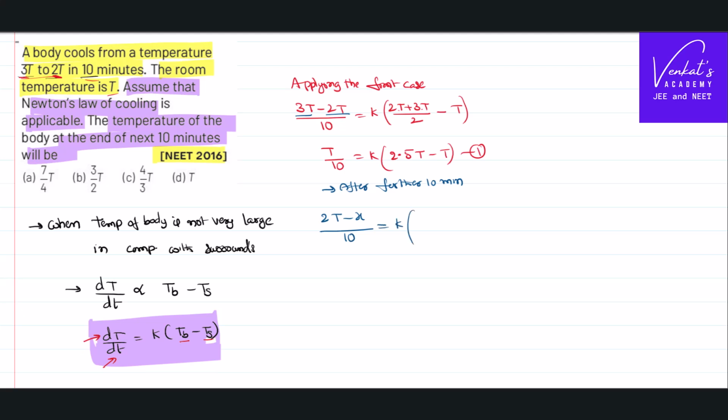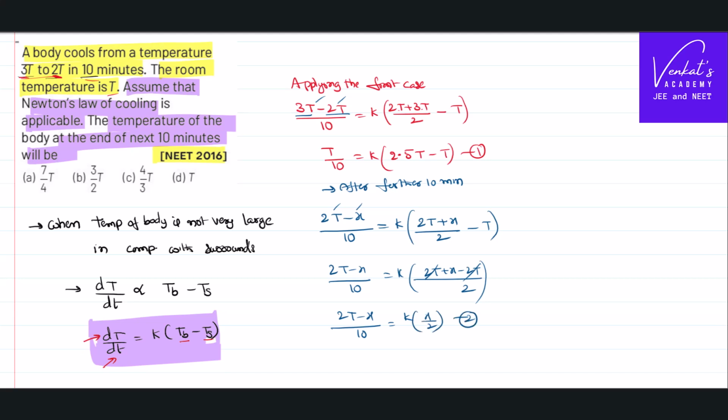The proportionality constant is the same. Earlier, the temperature of the body meant the average of those two. Now the temperature of the body means the average of 2T and x, minus the temperature of the surroundings, which is T itself. Simplifying this, (2T minus x) by 10 equals K of (2T plus x minus 2T) by 2. The 2T will cancel. Then (2T minus x) by 10 equals K of x by 2. This is equation number 2.